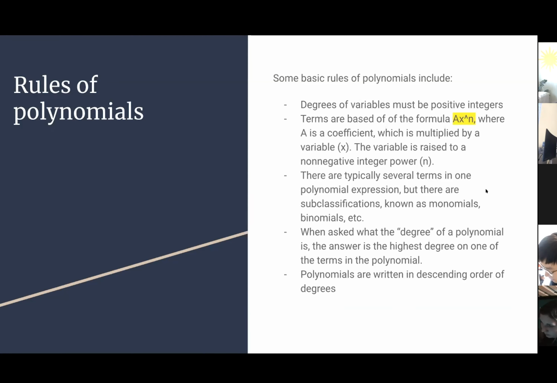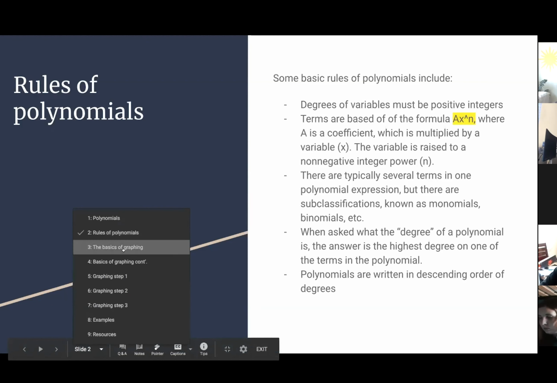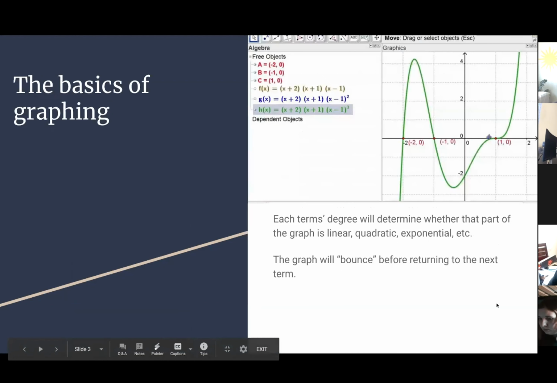And when asked what the degree of a polynomial is, the answer is the highest degree on one of the terms in the polynomial. And polynomials are written in descending order of degrees. So the basics of graphing include each term's degree will determine whether that part of the graph is linear, quadratic, cubic, exponential, etc. And the graph will then bounce before returning to the next term.